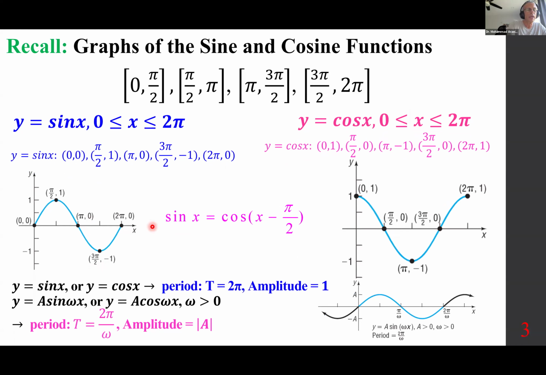Also, if we have y equals a sine omega x or y equals a cosine omega x, then the period is 2 pi over omega, and the amplitude is the absolute value of a.